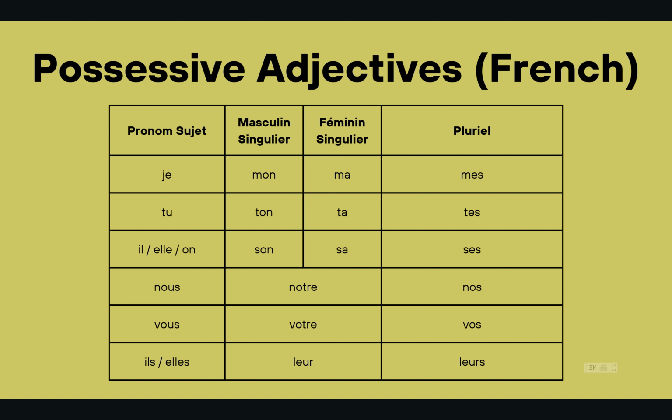Finally, for ils et elles, or in Spanish, ellos, ellas, we have leur et leurs, with an S, for singular and plural forms, respectively.